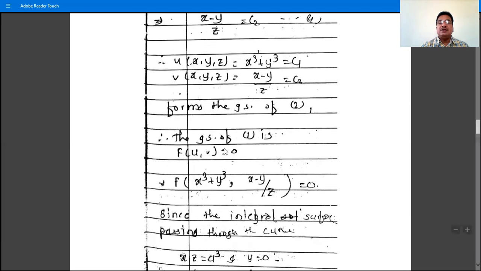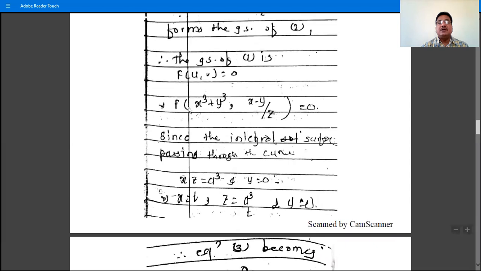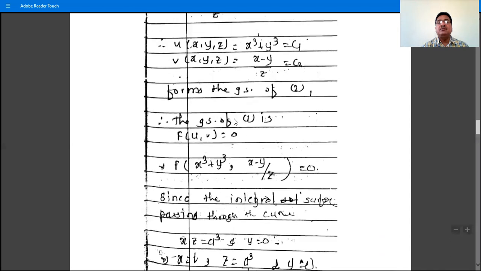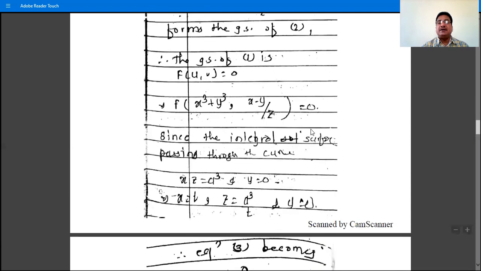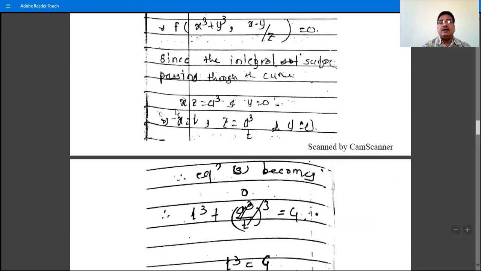And then the general solution of the equation 1 is what? F of u, v is equal to 0. So f of x cube plus y cube comma (x minus y) by z is equal to 0. This is the integral surface of the equation number 1. Now we have to find the integral surface passing through the curve x z equals a cube, that is, x into z is equal to a cube and y is equal to 0.